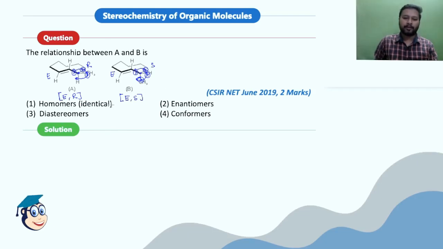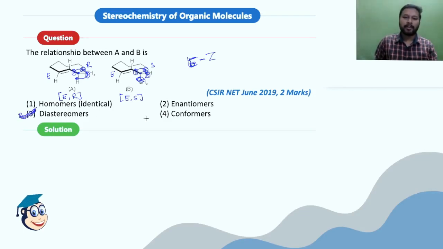Now, the relationship between these two is obviously diastereomer, right? In case of homomers, both of them have to be the same. Like if it is E and R, it should also be E and R. In case of enantiomers, if it is E and R, this has to be Z and S. E and Z are the two configurations for your alkene. So for enantiomers, it should be ER and ZS. Whereas for diastereomers, it's like ER and ES or any other, like ZR also. That will also make it diastereomer. So since this is the condition for diastereomer, it is diastereomers.